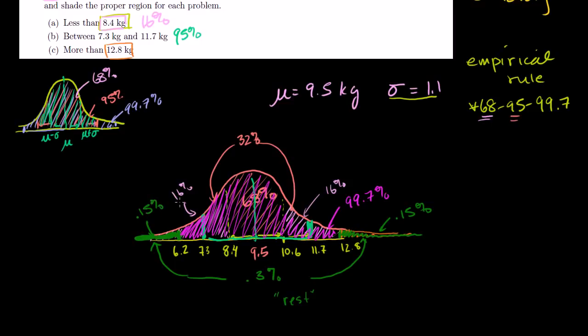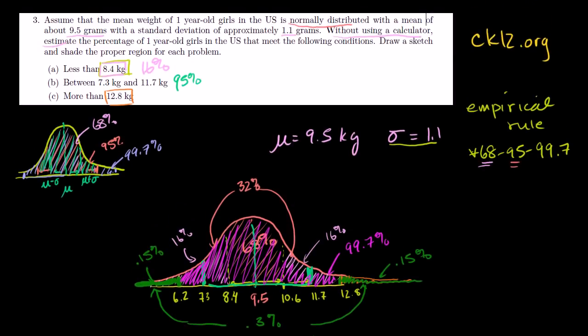So the probability of having a 1-year-old baby girl in the US that is more than 12.8 kilograms, if you assume a perfect normal distribution, is the area under this curve, the area that is more than 3 standard deviations above the mean, and that is 0.15%.